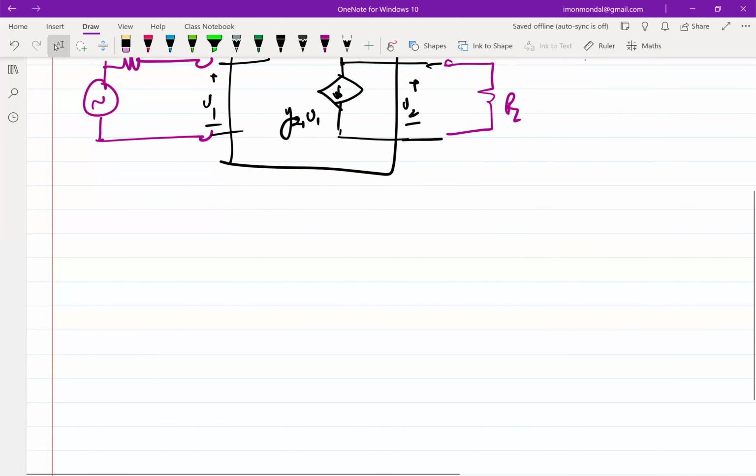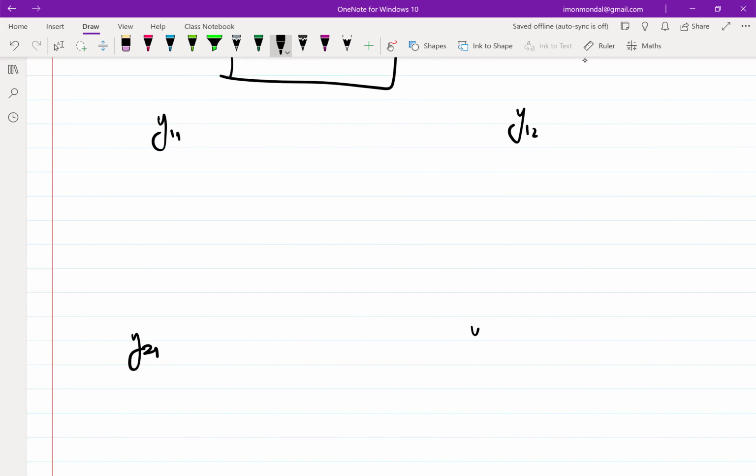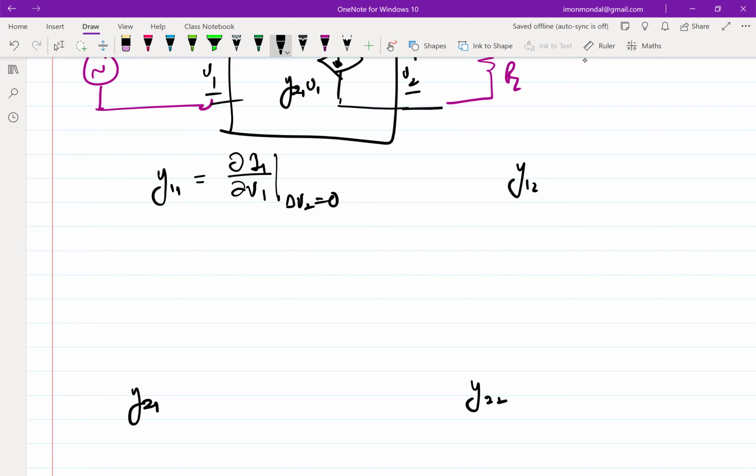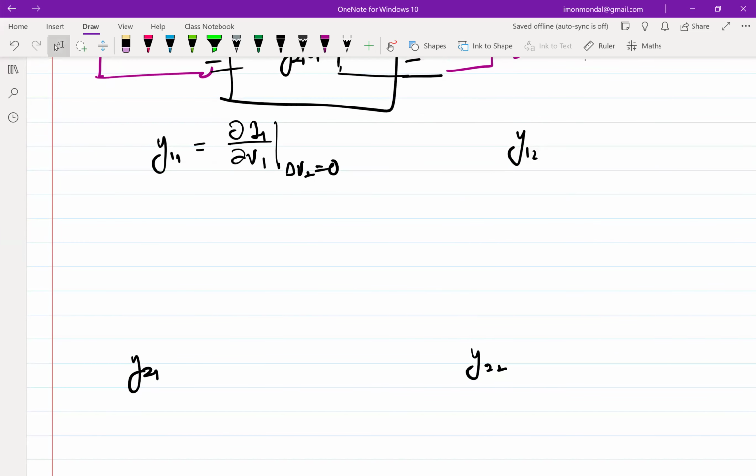Okay, so let's start off with the first one. We have 4 parameters: Y11, Y12, Y21, Y22. So what is Y11? Y11 is del I1 over del V1, when del V2 is equal to 0. So if I have to find this out, from which IV plot can I get this information of Y11?